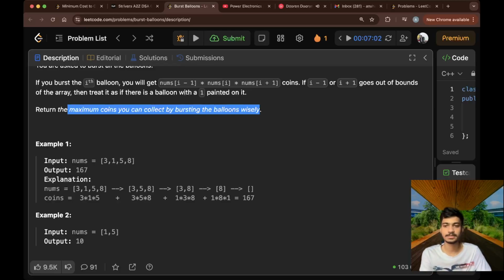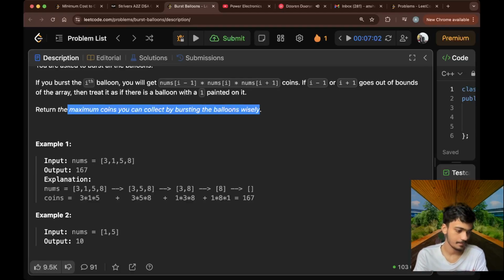Let's try to write this problem. Obviously, if it is out of bound, we have to put 1. Just put 1 in the front and back. If you put 1 at the front and the back, we have an enlarged array of size n plus 2, obviously. And let's say n is the previous size.